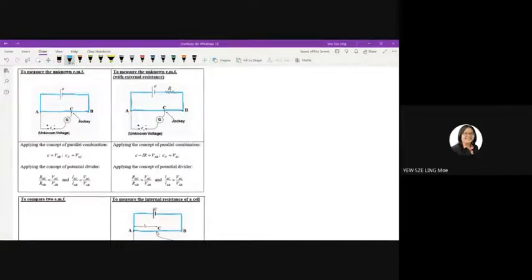All right, now let us start. Okay, so potentiometer is our last subtopic in chapter 3. There are four cases that we're going to look at right now. The four cases cover three different applications.